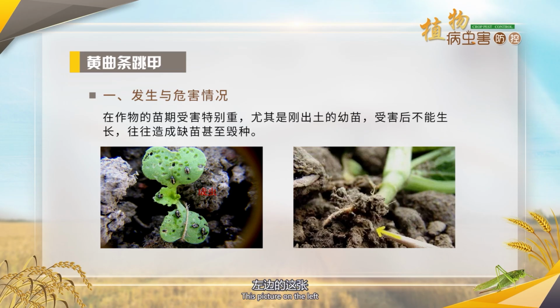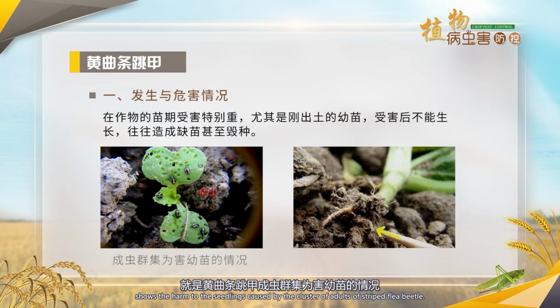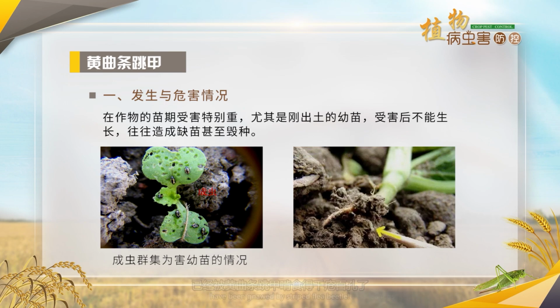This picture on the left shows the harm to the seedlings caused by the cluster of adults of striped flea beetle. It can be seen that the newly unearthed cotyledons of the seedlings have been gnawed by striped flea beetle. However, the larvae live in the soil and specially bore into the root cortex of the host, forming a number of irregular strip-shaped scars on the surface.